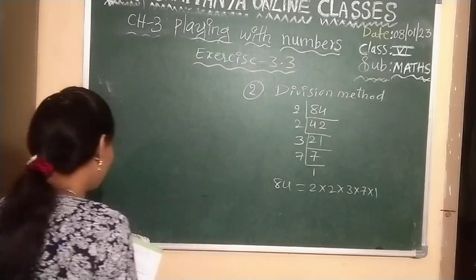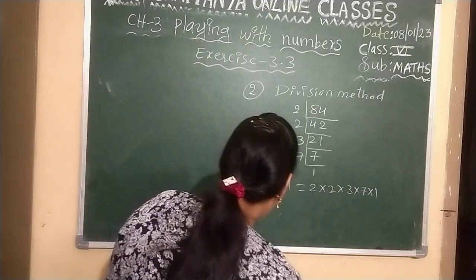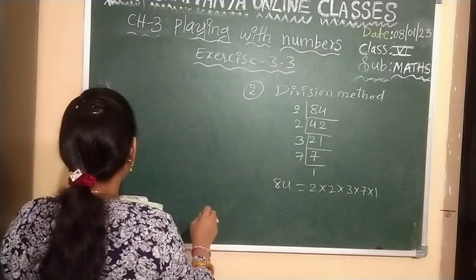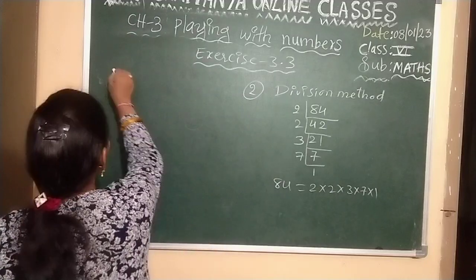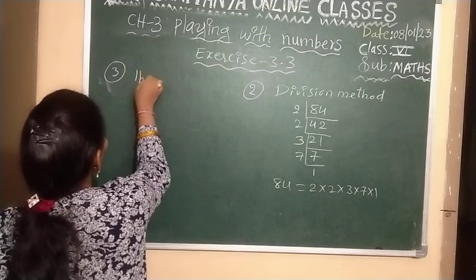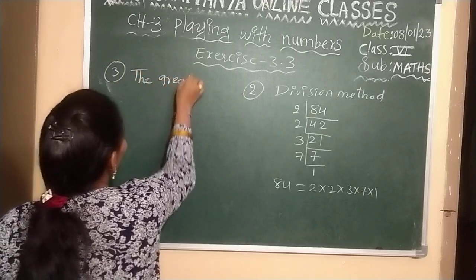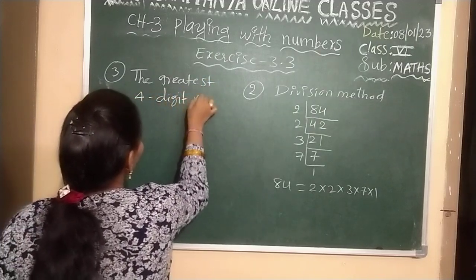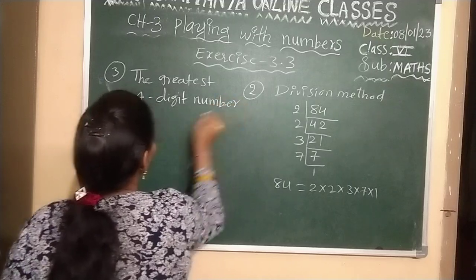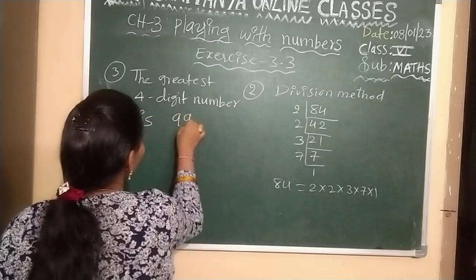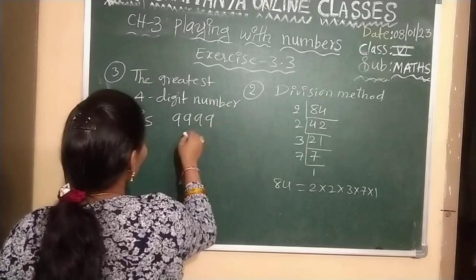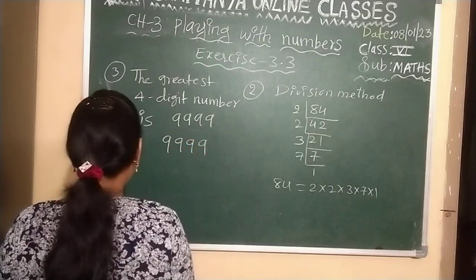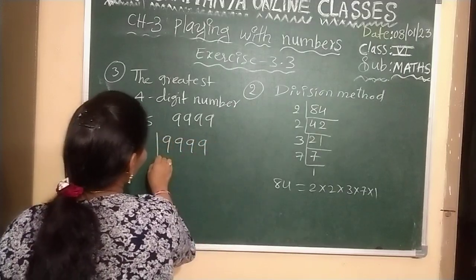The third question is: write the greatest 4 digit number and express it in the form of its prime factors. So, what is the greatest 4 digit number? The greatest 4 digit number is 9999. Now this number we can factorize, expressing it in prime factors form.